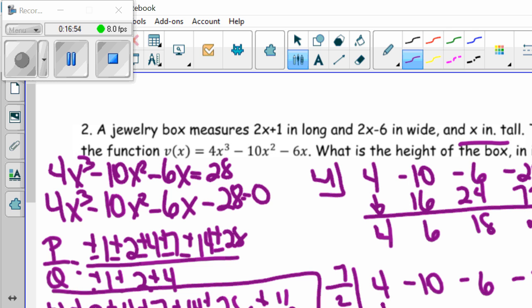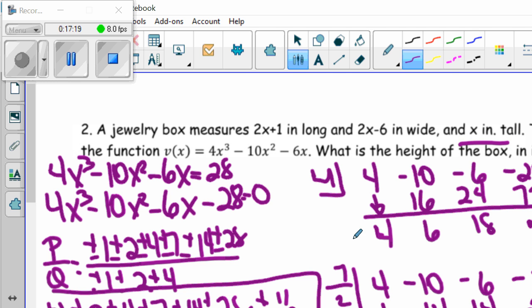Bring my 4 down. 7/2 times 4. Oh, look, my fraction goes away. I get 14. So then I get 4. 7/2 times 4 leaves me with 14. Negative 6 plus 14 leaves me with 8. 7/2 times 8 leaves me with 28. That one works. I know you guys are like, I can't believe all the fractions are the ones working.